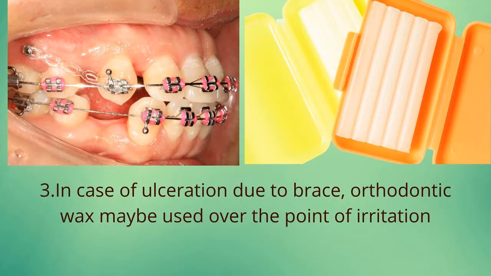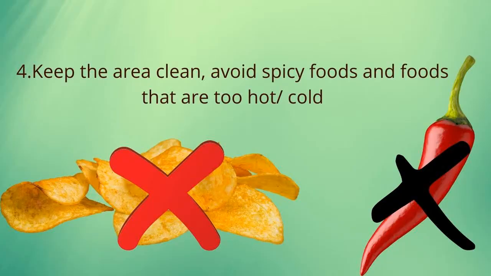Option number 3 is to use orthodontic wax. Now, this is easily available, and it's a long stick of clear wax that you can easily break off. Use this if the ulcer is due to anything sharp in the mouth, such as braces or a broken filling or a broken tooth. So pinch off a small piece of wax and then apply it onto the point of irritation. You may want to see your dentist to sort out the issue if it's a sharp filling or a sharp tooth. Number 4, keep the area clean, avoid spicy food and foods that are too hot or too cold.